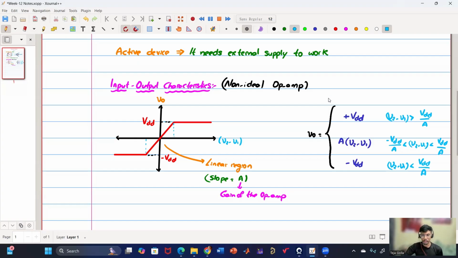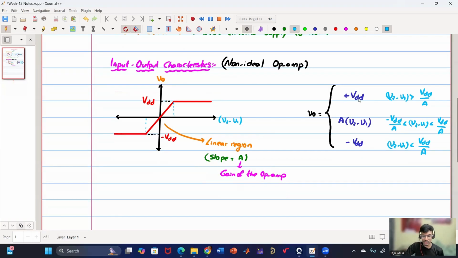So depending upon where the input lies, the output varies. If the input is in the second region, it will be just a scalar multiple. If it is in any other region, it will be clipped to either plus VDD or minus VDD. This is for a non-ideal op-amp.